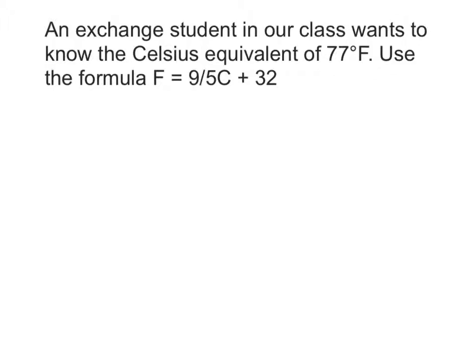An exchange student in our class wants to know the Celsius equivalent of 77 degrees Fahrenheit. Use the formula F is equal to 9/5 C plus 32. So here we're given the Fahrenheit formula, but we need to know the degrees in Celsius, which means that we need to solve for, you guessed it, C.